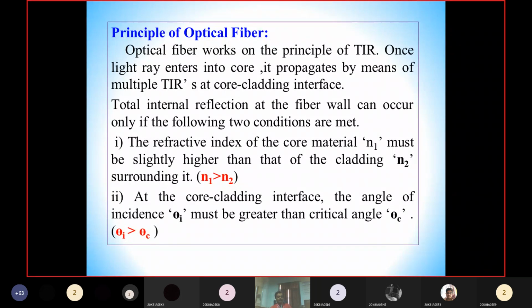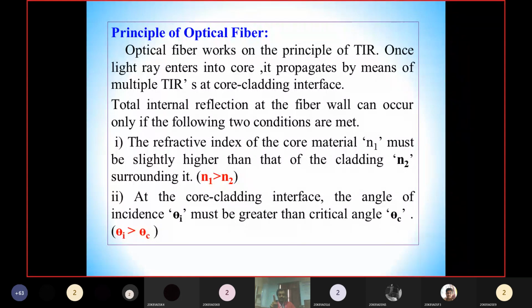Incident angle is nothing but the incident angle at the core-cladding interface, which is greater than the critical angle. So these are the two conditions for total internal reflection. First one is n1 greater than n2. n1 means the refractive index of the core, and n2 is the refractive index of the cladding. The refractive index of the core is greater than the refractive index of the cladding. That is the first condition.